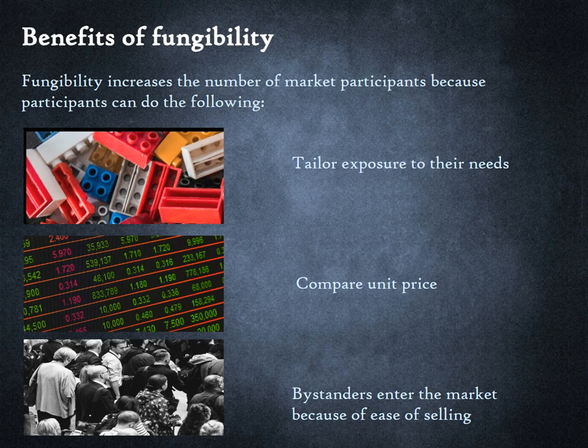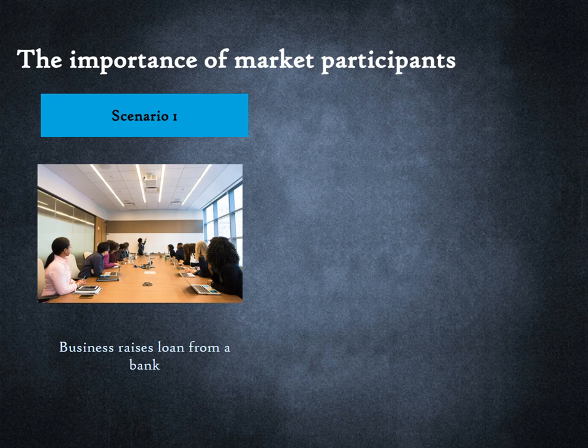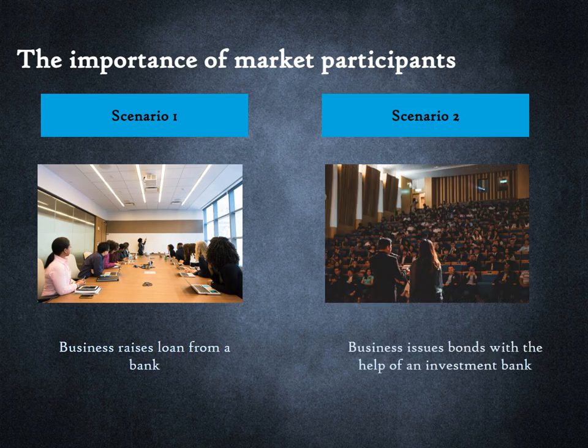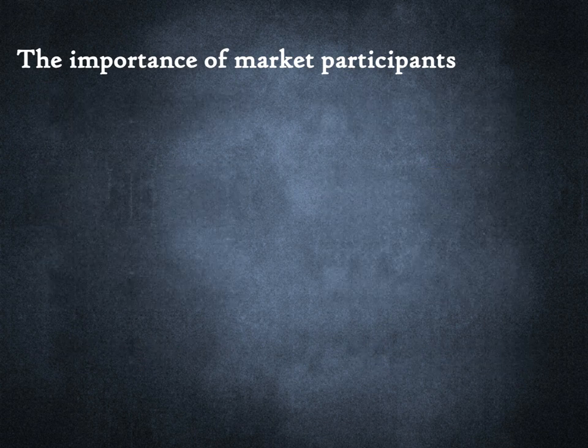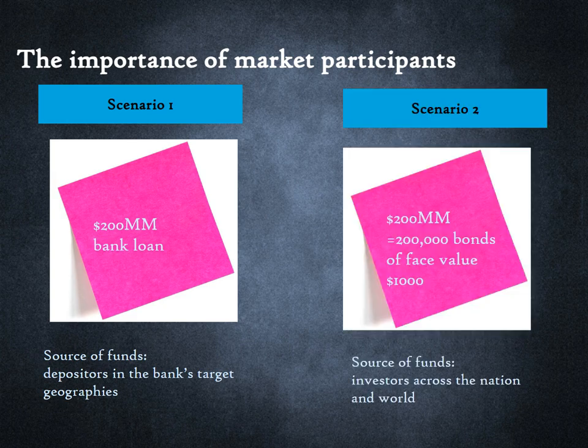But why is that a good thing? To illustrate the importance of market participants, consider two scenarios. In the first scenario, a business seeks a loan of $200 million from the bank where it holds a current account. The bank requests information and after detailed credit analysis, the bank makes the loan. In the second scenario, the business takes the help of an investment bank to issue 200,000 bonds each with a face value of $1,000. In the first scenario, the ultimate sources of capital are the bank's depositors. In the second scenario, anyone, including foreign investors, can participate.